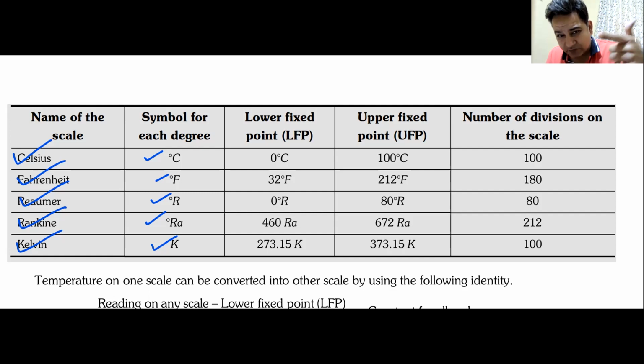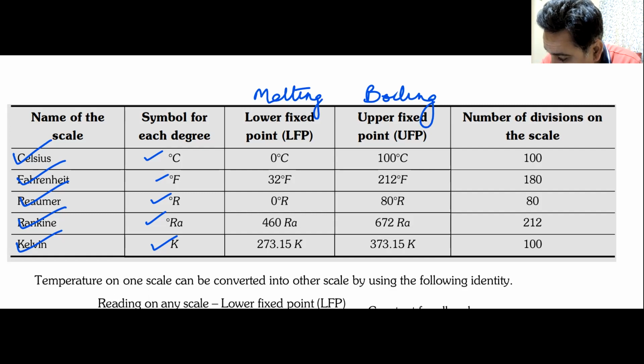The definition of 1 calorie is on water. Temperature scales are on water. So we find 2 very simple and very important processes of water which happen in day-to-day life. And what are those 2 processes? Melting and boiling points of water, or freezing and boiling points of water.